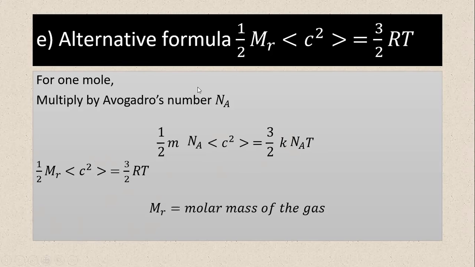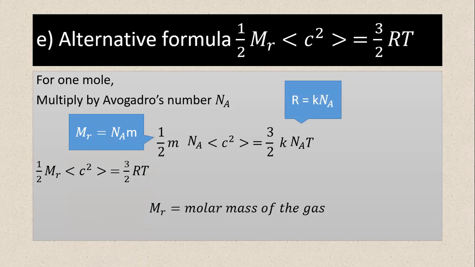Then you just replace your k with your R as well, and your m with your Mr as well. k times Na is R, and m times Na is Mr. It's all just playing with the formula, nothing much.